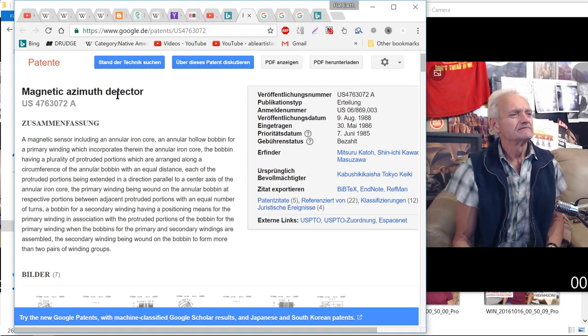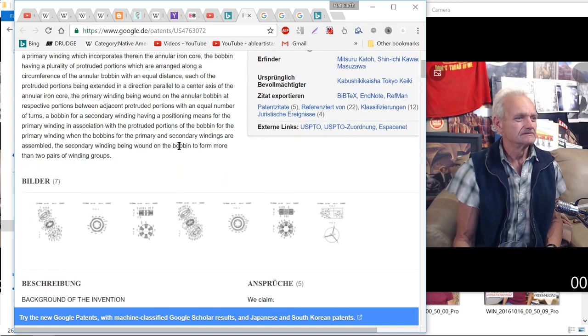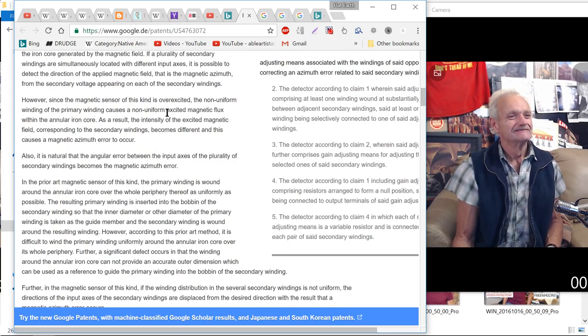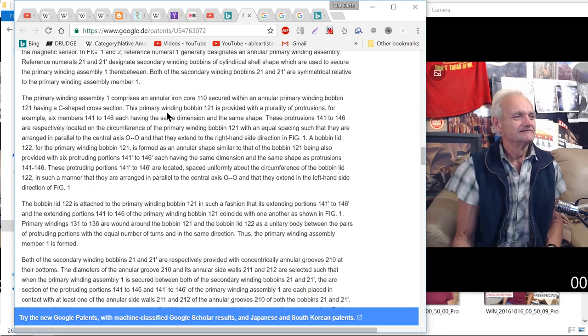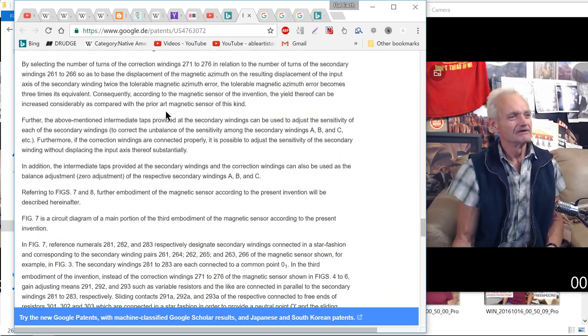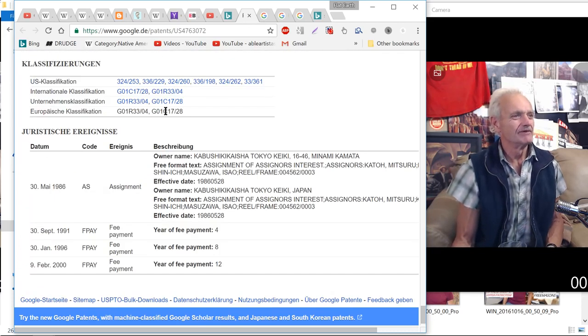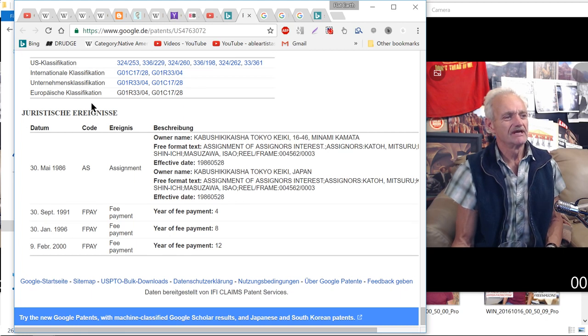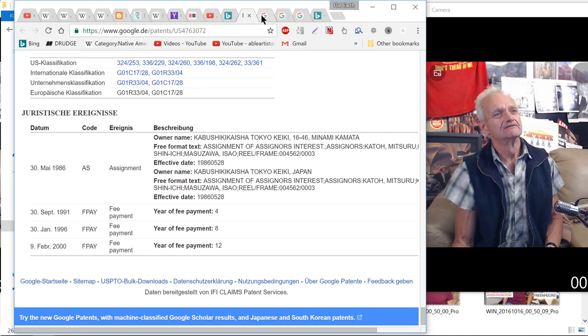Magnetic azimuth detector. Okay. And this was for an industrial sewing machine. Yeah. And so I read a little bit about it, and pretty complicated, man, when you get those bobbins down there bobbing. But I just took a couple of chances here. I just clicked one.